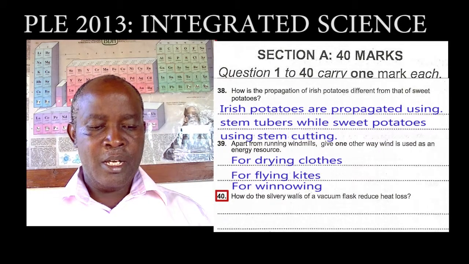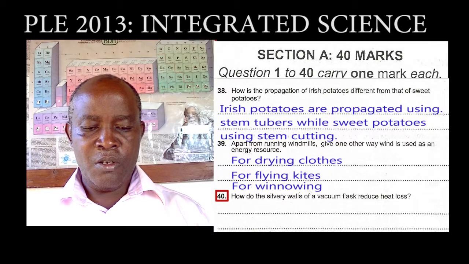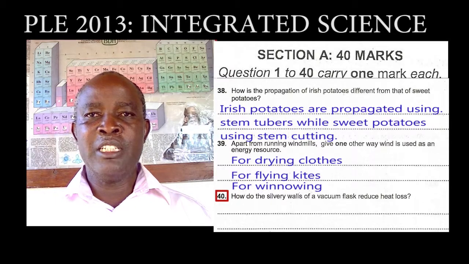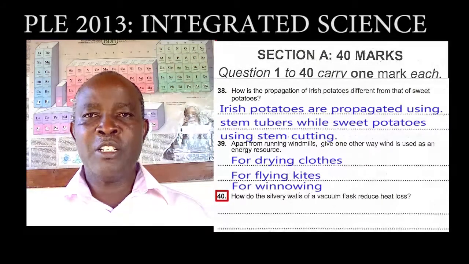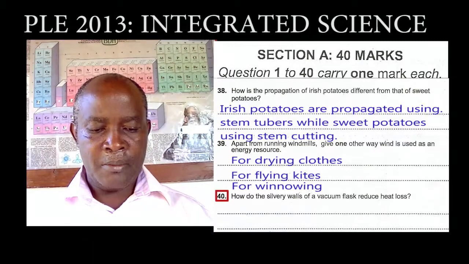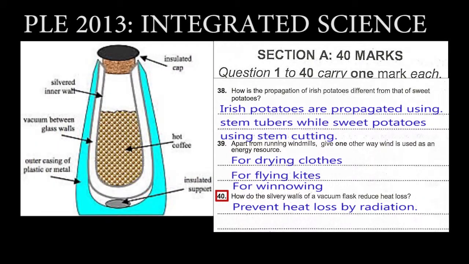Number 40. How does the silver wall of a vacuum flask reduce heat loss? They prevent heat loss by radiation. They reflect heat back to the food.